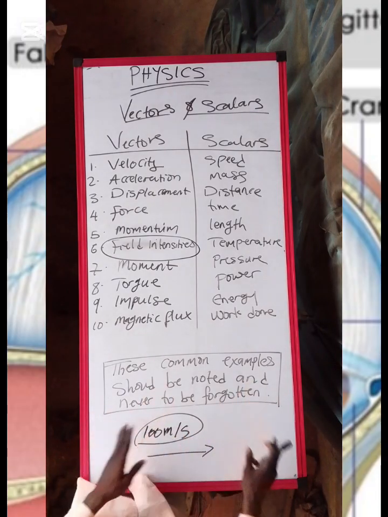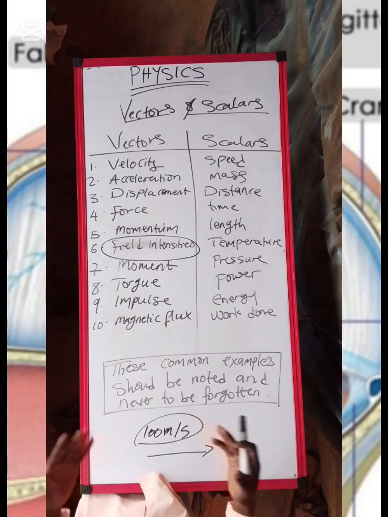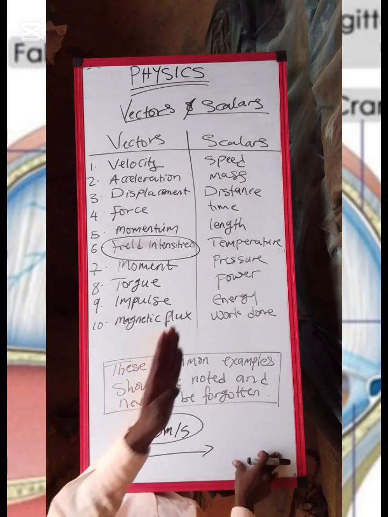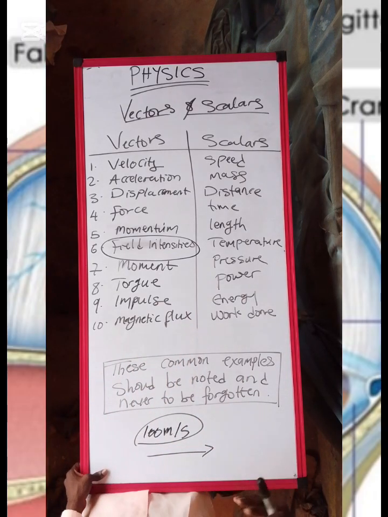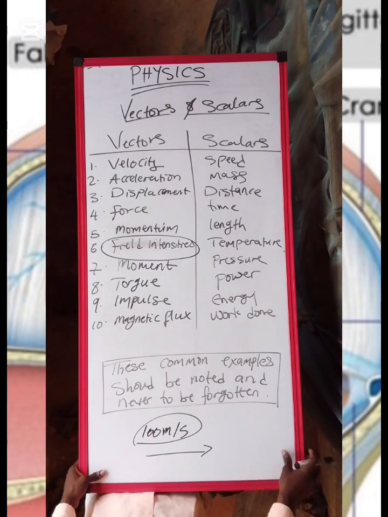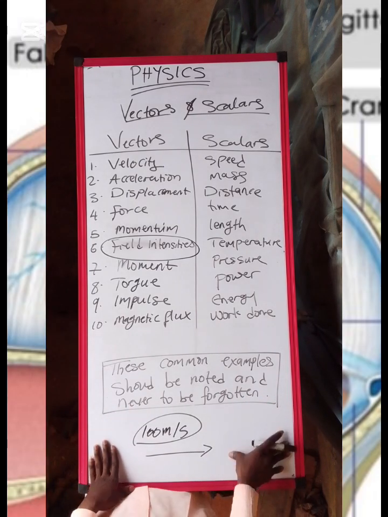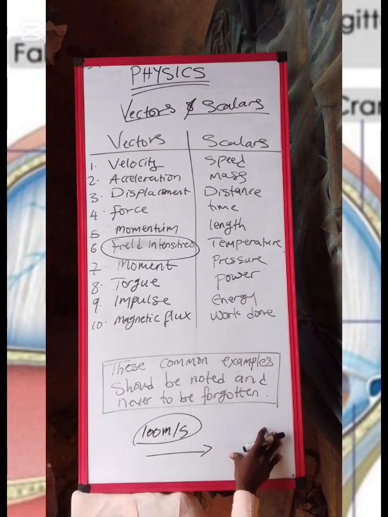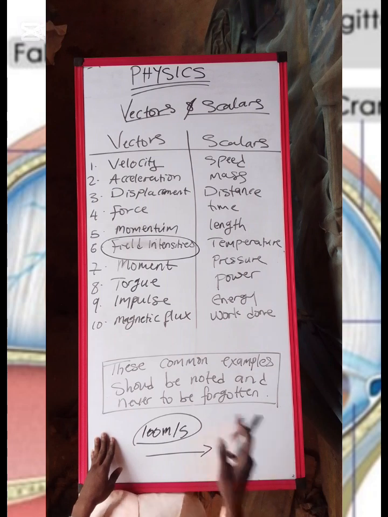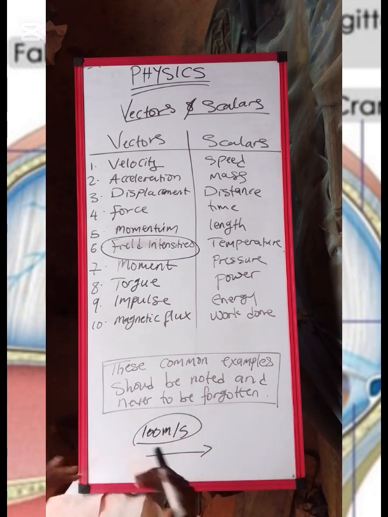Now, for the scalars, you can see the common examples. There are others. All the 7 fundamental quantities we have in physics are scalar quantities. So if you are asked to list scalar quantities, you can start by listing the 7 fundamental quantities, and by the time you are done with that, you will have gone a long way. All these you can see here: speed, mass, distance, time, length, temperature, pressure, power, energy, work done. They are all scalar quantities.